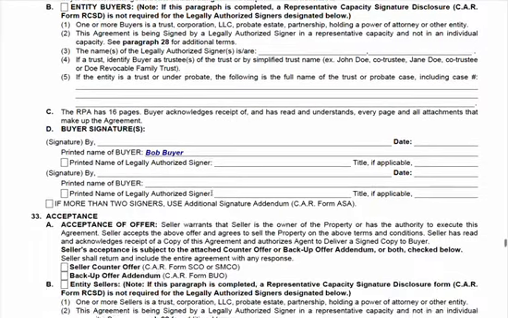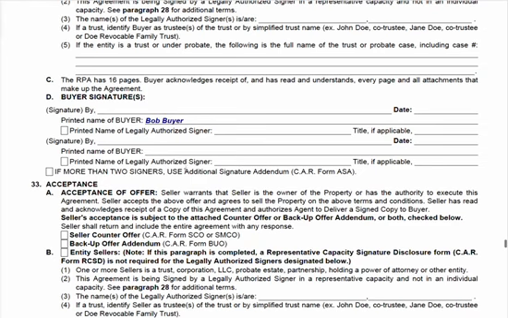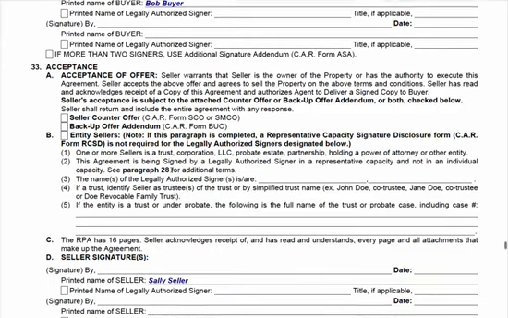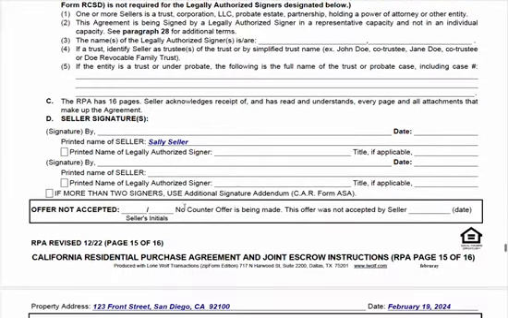Now, when you get down to acceptance, the buyer signs here. That's it. The buyer signs here and ships it off. When the seller accepts, though, they need to check this box if they counter. And if the buyer counters, the buyer counter offer has a checkbox. This makes the offer subject to the counter. If there's no counter, ignore it. The seller will just sign here.